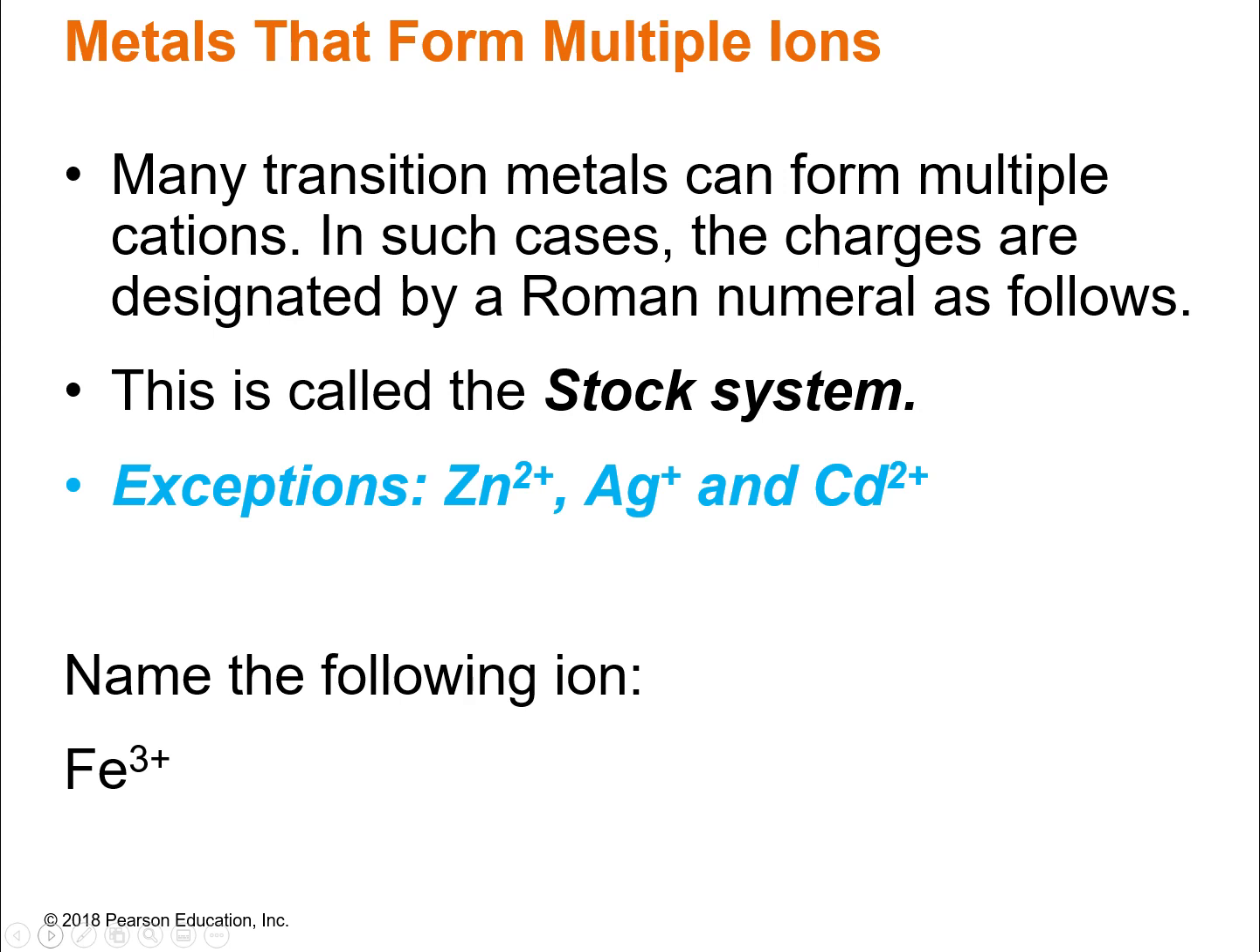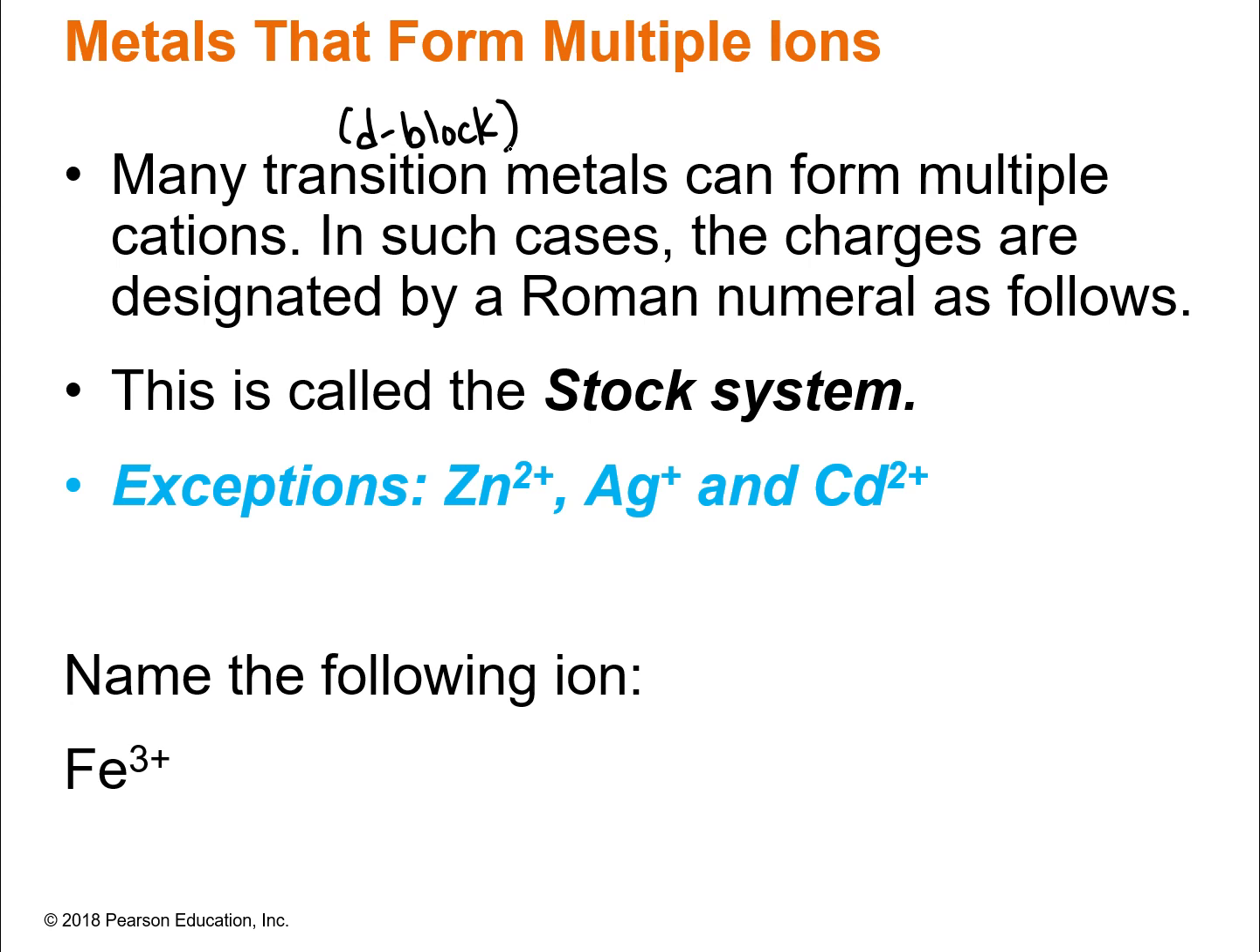But that ain't the whole story. Groups 1, 2, and 3, that's nowhere near the whole periodic table. Lots more metals than that. Many of them are transition metals. Those are the metals in that D block. And they can form multiple cations. So we can't just go by a group number there. Doesn't help.